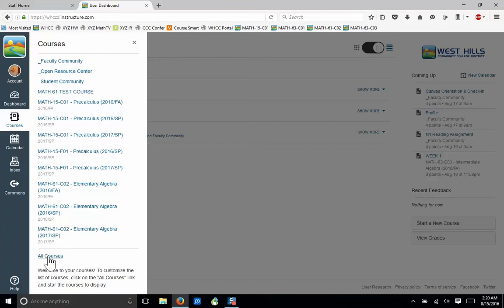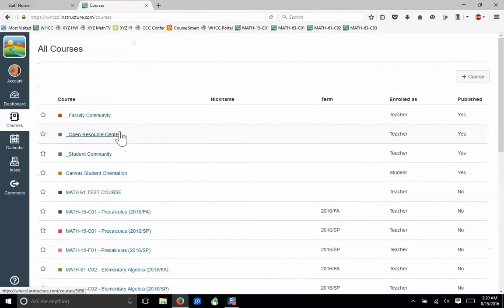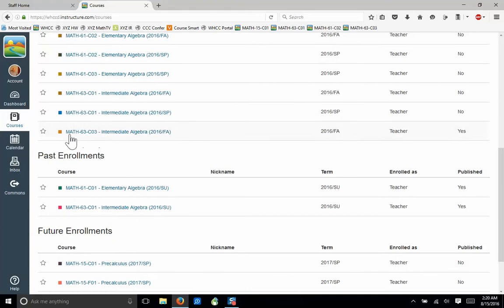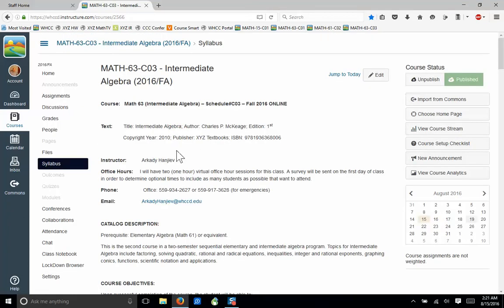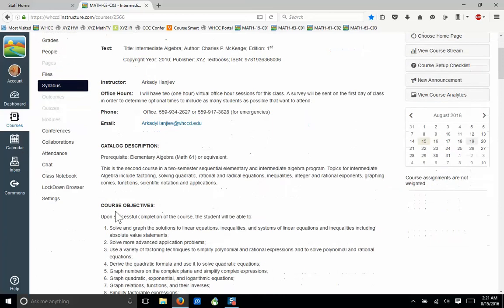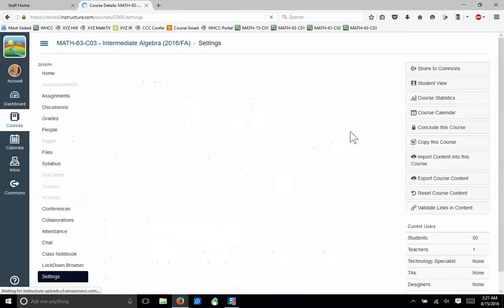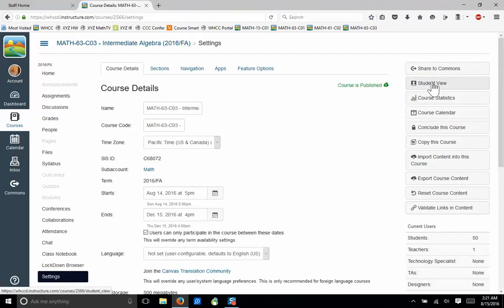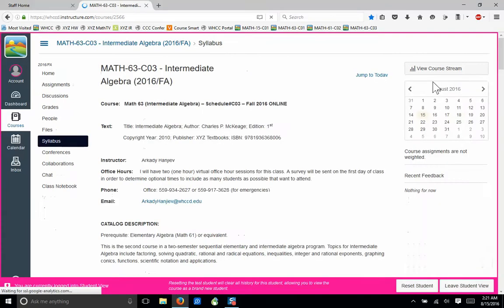But you want to find the course. The course that you want to find is Math 63 C03. It should look like this, Math 63 C0C, Intermediate Algebra. And I have published it, and it's all good to go as of right now. So let's enter the course. The home page is actually set to the syllabus page right over here. Let me change your view of things here, just so your view will be the same as my view on the video here. I'm going to change to student view, so this is what you should see as you enter.